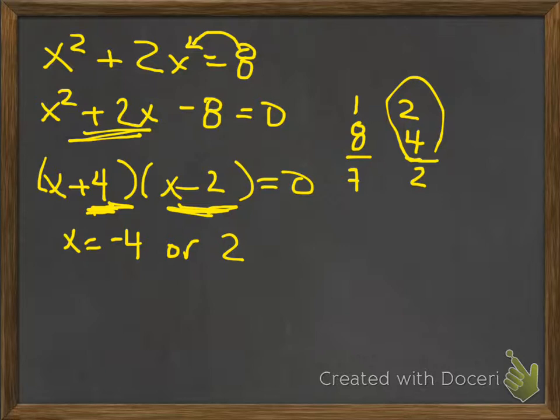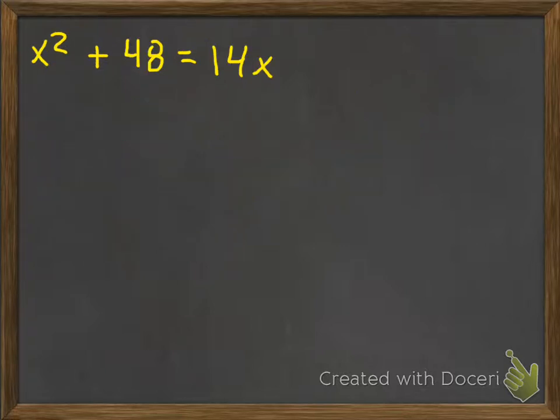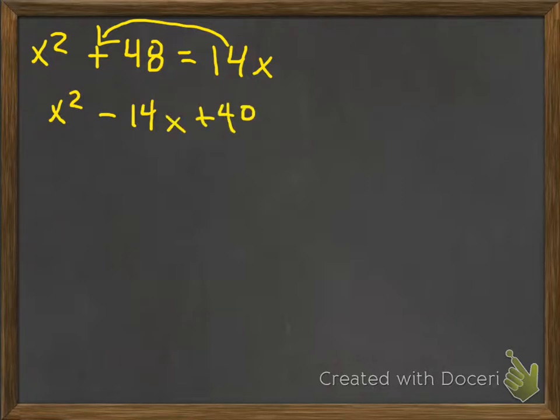Okay, another example. Again, here I have x squared plus 48 equals 14x. I want everything on the side of the x squared, so I'm going to move the 14x to the other side. Once I do that, I will change its sign and set it equal to 0. Okay, so now I'm going to split them up. Minus minus should be a minus plus should be a minus minus, but I guess I'm doing my factors first.